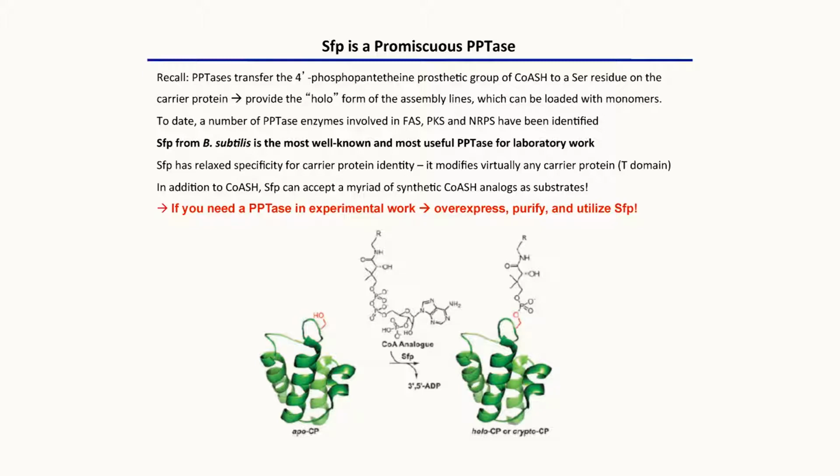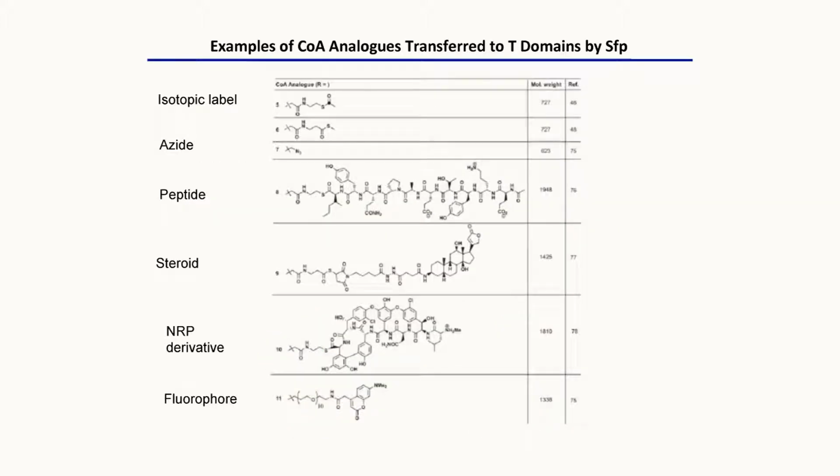Here's just an example for review where we have a carrier protein, so a T domain, and we have the PPTase activity here, Sfp, attaching this PPant arm. And here it's described with an R group. And just to give you an example of possibilities here, there have been many reports of CoA analogs being transferred to T domains by Sfp. And these can range from things like an isotope label to peptides, to steroids, to some nonribosomal peptide derivative or fluorophore. So this has been used as a tool.